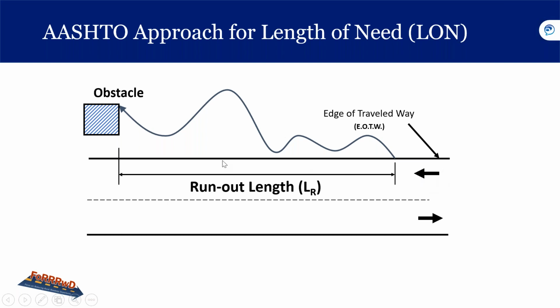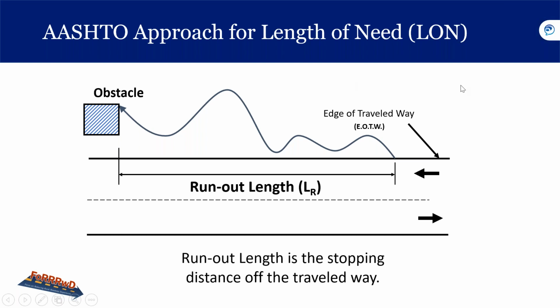So here's the edge of traveled way, and they've come up with this run-out length, L sub R. And the point is they don't know how the car is going to end up. However, it goes off the road and at some point would hit the obstacle. So the length of need is based upon these assumptions, so that whichever speed and angle, we'll try to make sure that it does not hit that obstacle, right? So run-out length is defined as a stopping distance off the traveled way.